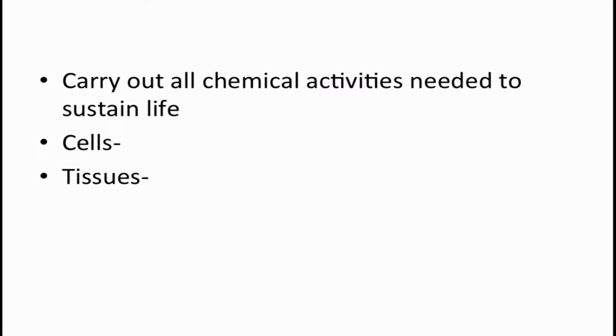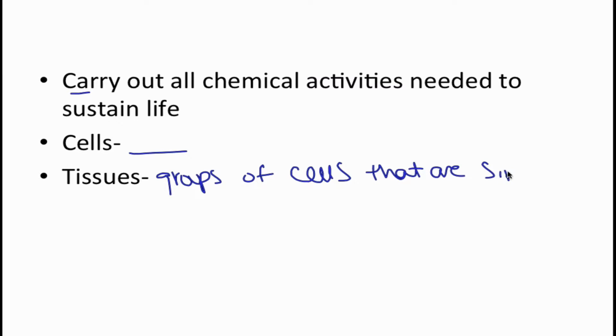Next up, we're going to talk a little bit more about cells and tissues. So cells are going to carry out all the chemical activities needed to sustain life. Cells are, again, the basic unit of structure and function of an organism. And then tissues are groups of cells that are similar in structure and in function.